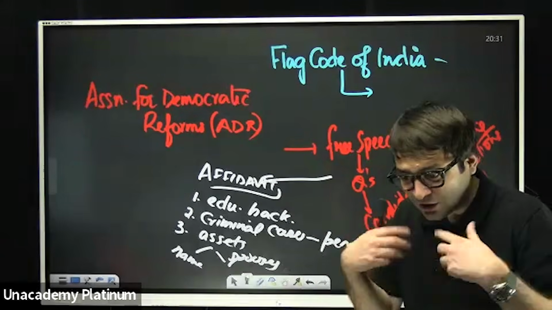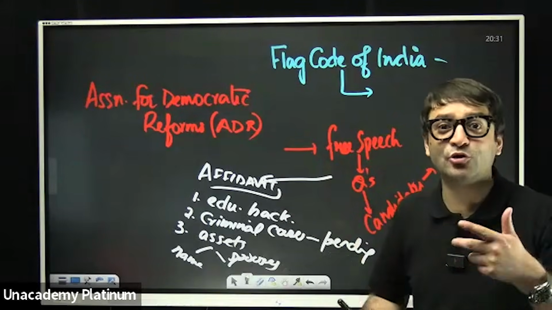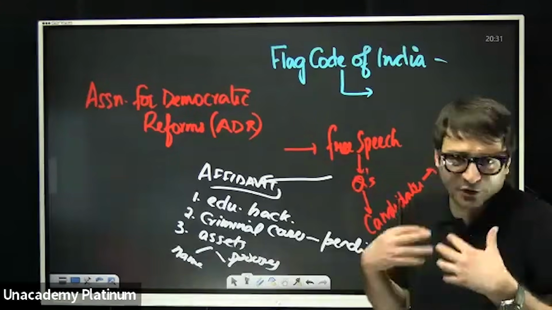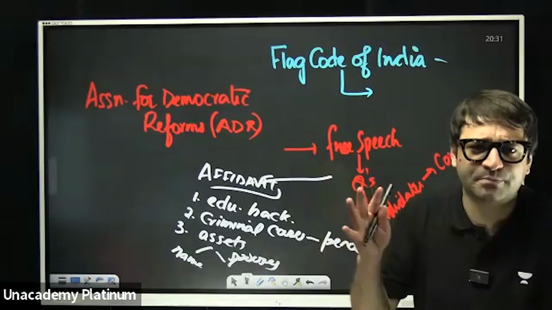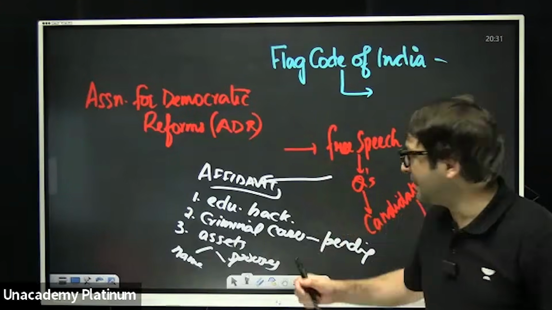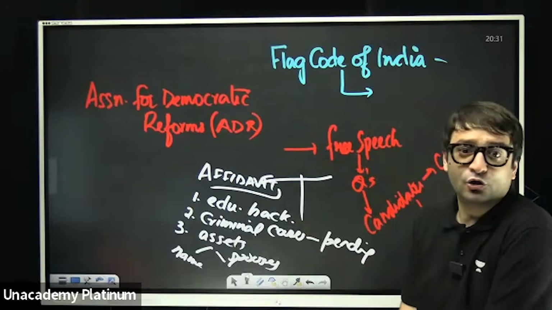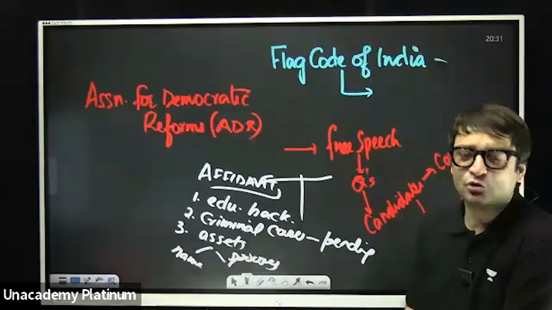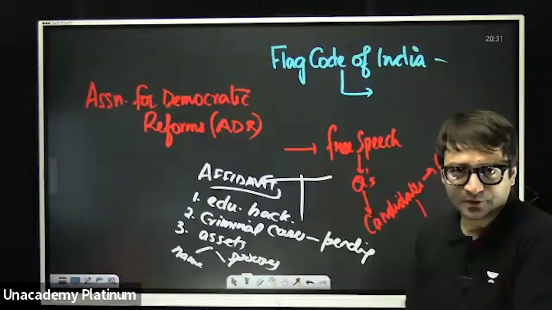ADR data says that the more criminal cases are pending against you, the more chances you have of becoming a member of the parliament. Does that reflect the choices that people make? That's a separate matter altogether. But the point is, unless and until you have this information, you may not be in a position to make the right choice.